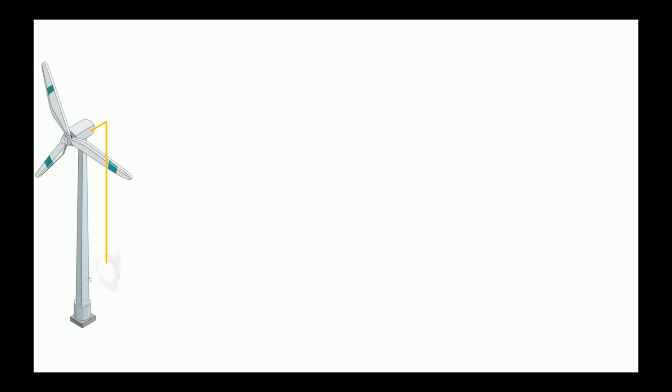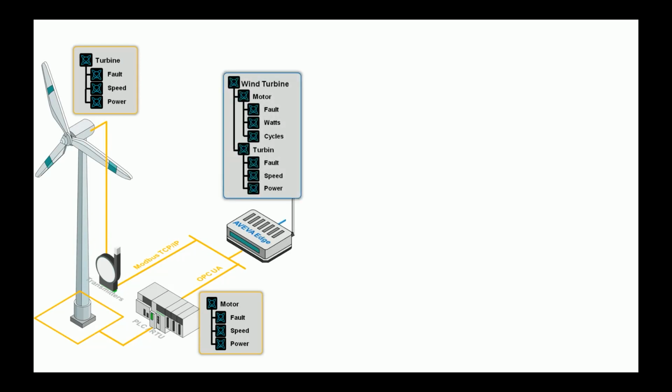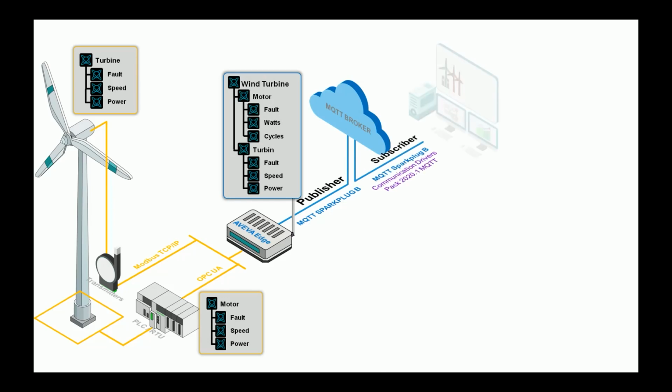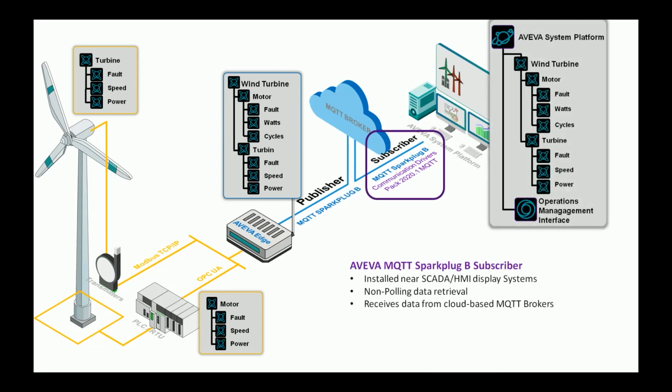Unlike other protocols that use poll response for communication, MQTT uses publish and subscribe and report by exception. Rather than a constant stream of requests and returns that consumes valuable bandwidth, data is only sent when a value changes or when a device state changes. The end result is maximum data transmission efficiency.